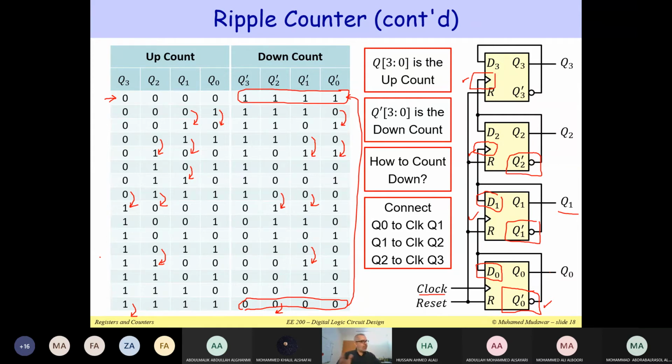Because in the textbook, they showed you how to use negative edge triggered flip-flops to implement this. So just change it from negative to positive and change the clock here from Q0 to Q0 prime, as shown in this slide. Okay, clear? Is this clear?